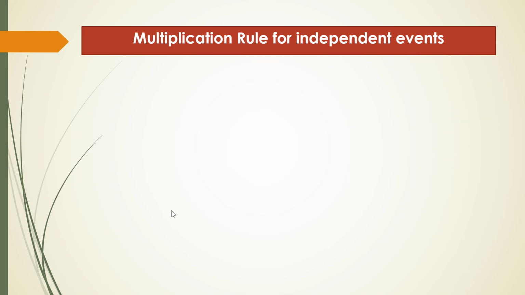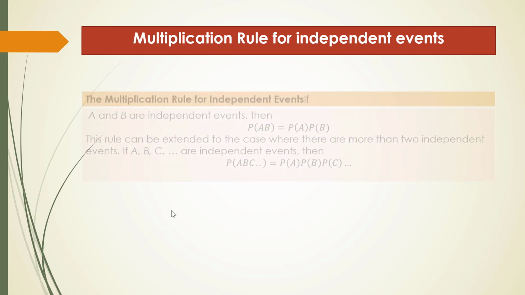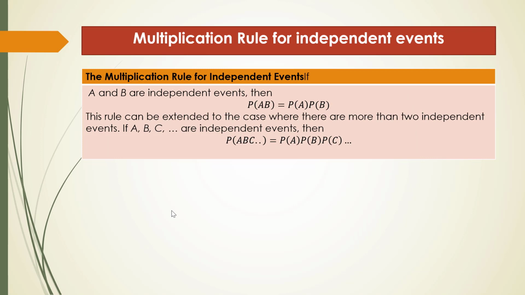So for independent events, we also have a multiplication rule. If A and B are independent, then the probability that both of them occur is the probability of A occurring times the probability of B occurring. And this rule can be extended to the case where there are more than two independent events. Let's say A, B, C, and so on are independent events. Then the probability that all of them occur is the probability of A occurs times the probability of B occurs times the probability of C occurs, and so on.